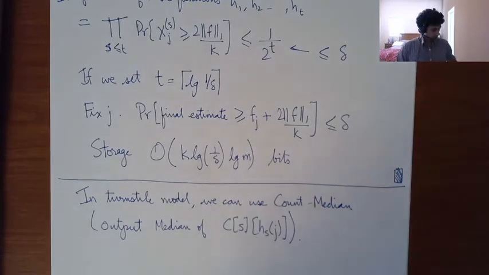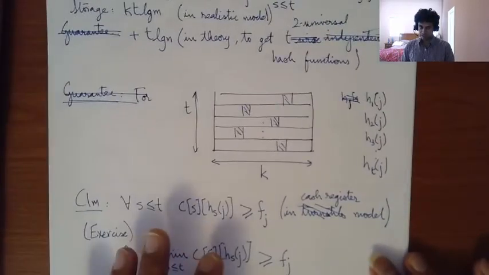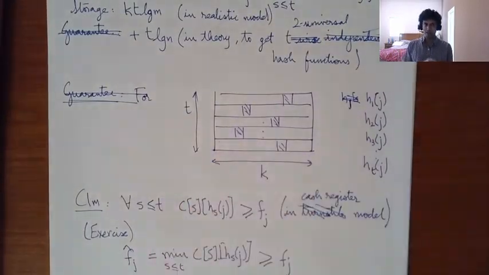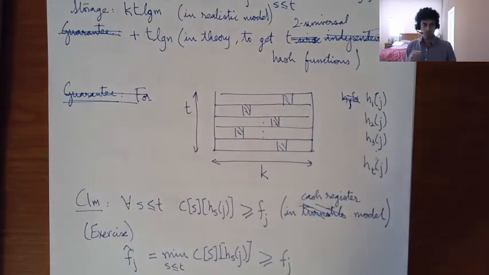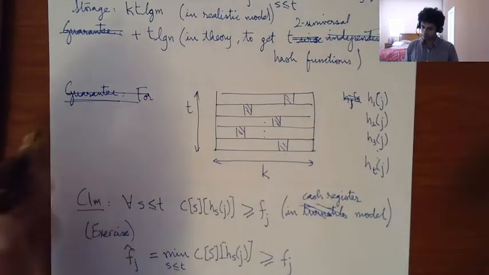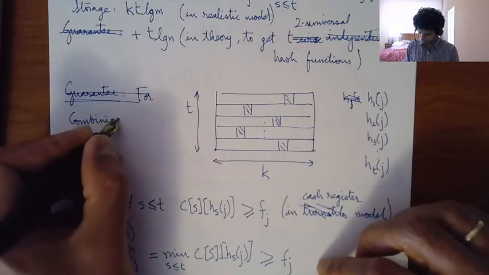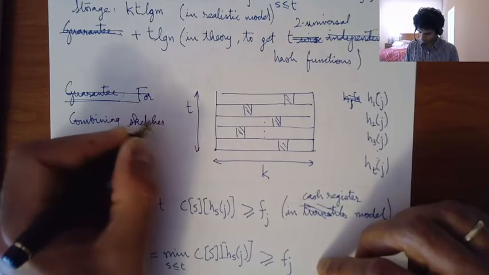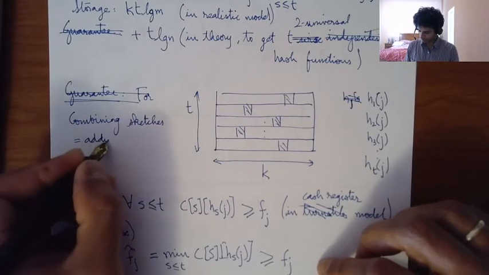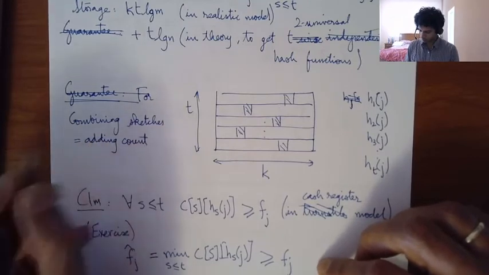Sure. But the nice thing, of course, is this is a very nice sketch, because once you get the sketch, you can combine two sketches really easily. You basically just add them up. If you have two sketches, you have one matrix, you have another matrix, you just add the matrices together. And that's it. So combining the sketches is basically just adding the count matrices.